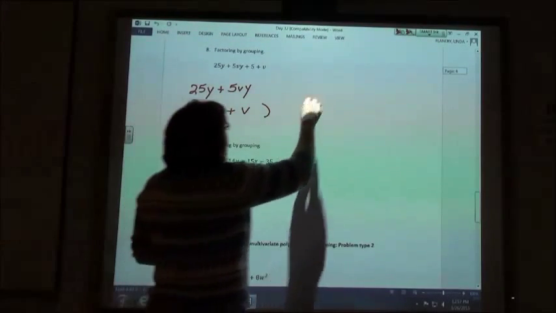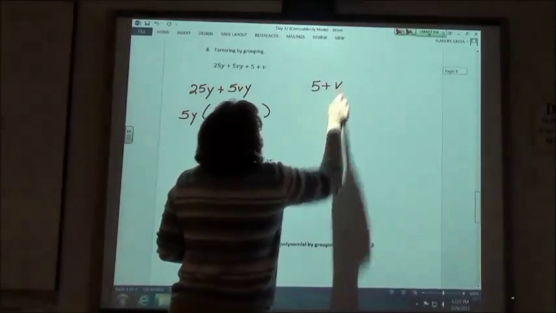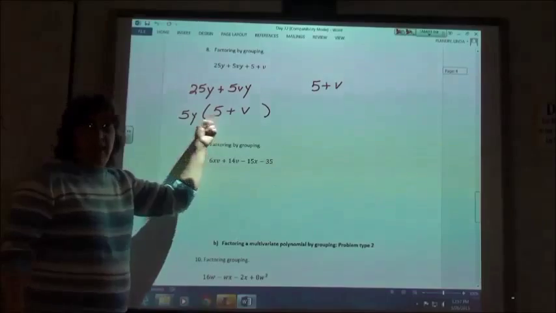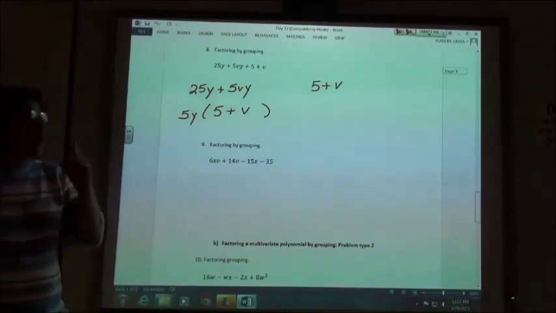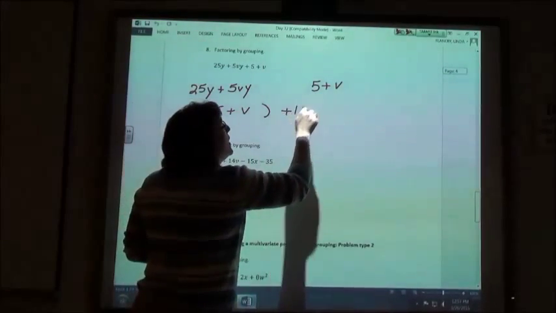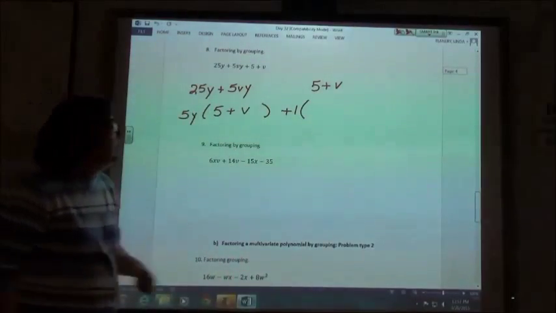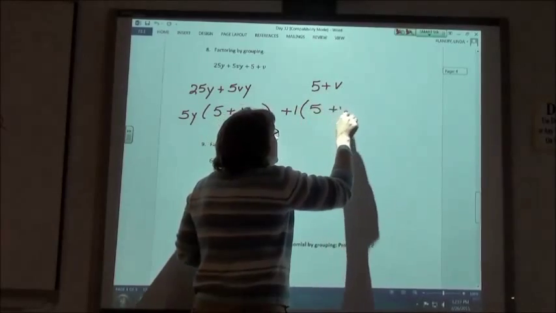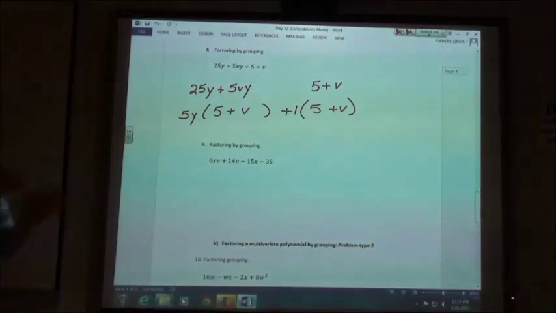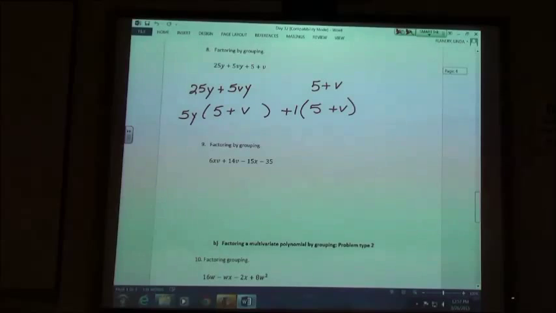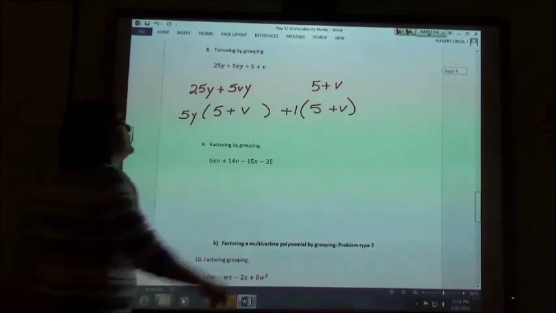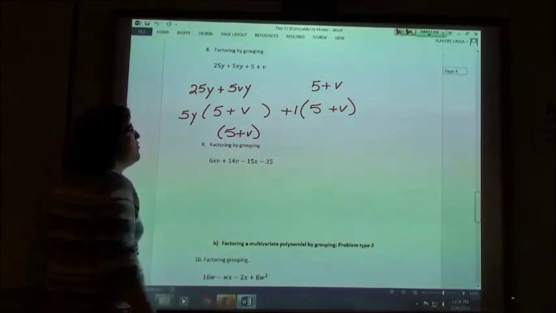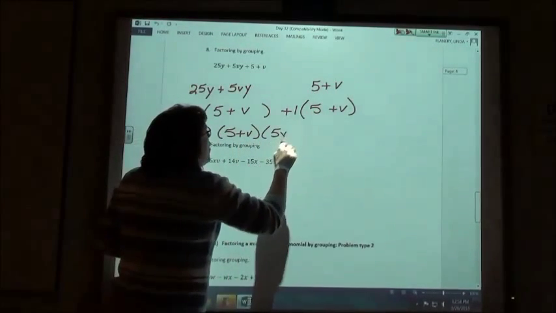Now you'll happen to notice my other 2 terms are 5 plus v, but you still want to think about what do you divide 5 by to get 5? 1. So I'm going to have a plus 1 in front of my parentheses. 5 divided by 1 is 5, v divided by 1 is still v, but you have to get that second term to put in your parentheses. So it's a 1 if you have it. And so my common factor, 5 plus v, my other factor, 5y plus 1.